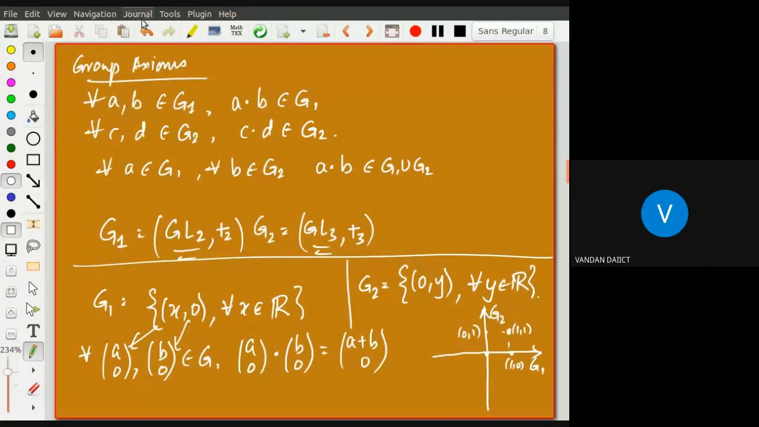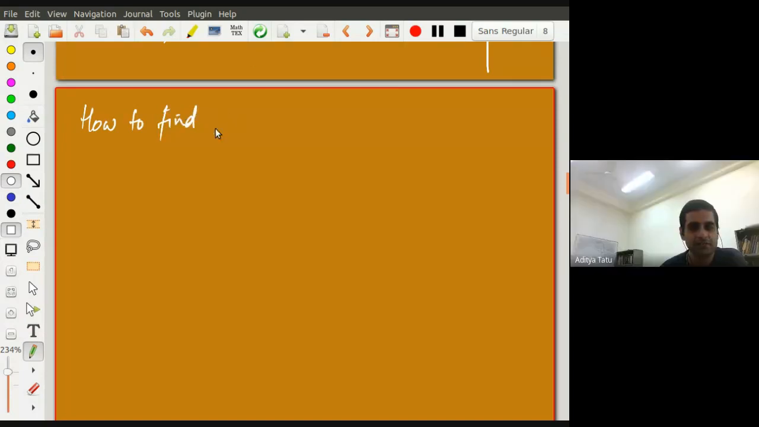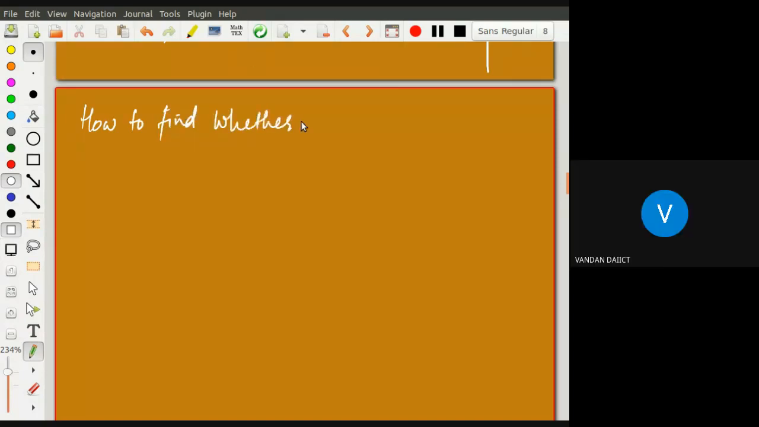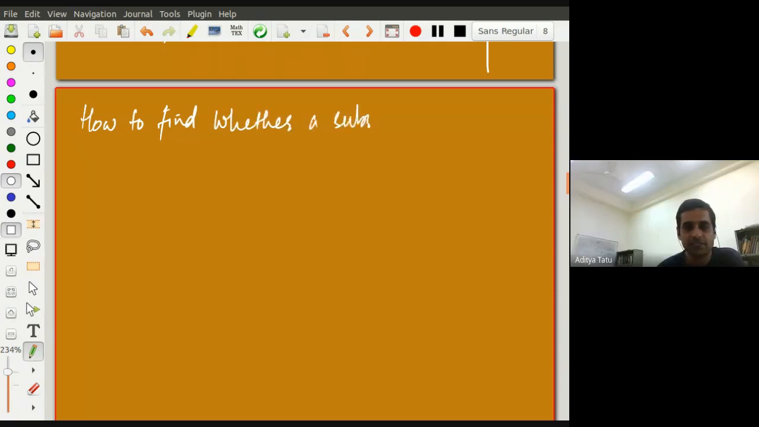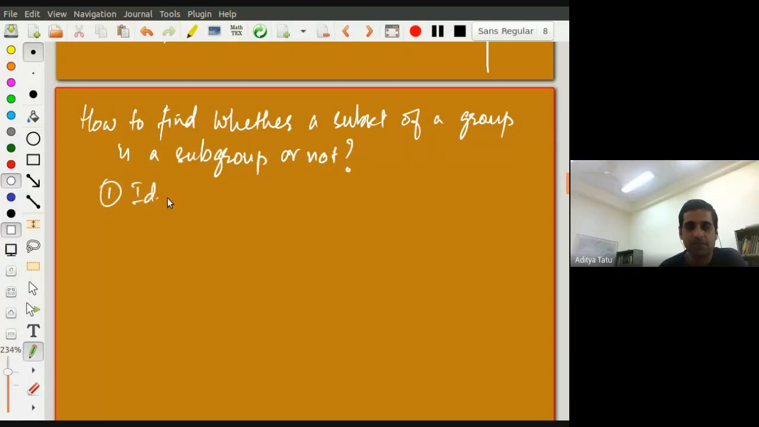So we will first check that the given subgroup H is a subset of G or not. That is given, right? Then we will check how to find whether a subset of a group is a subgroup or not. We will check identity element is contained in the subgroup or not. Basically, you'll have to check all the four axioms, right?